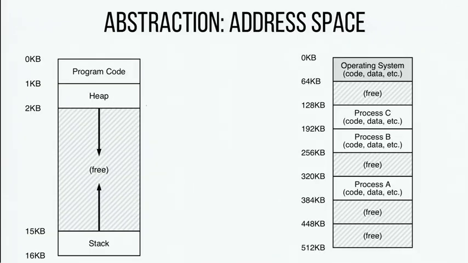OK, so let's begin with a bit of review of what we were talking about in our last lecture. You'll remember that user processes have an abstraction of their logical address space within their address space, within the memory that they can see.